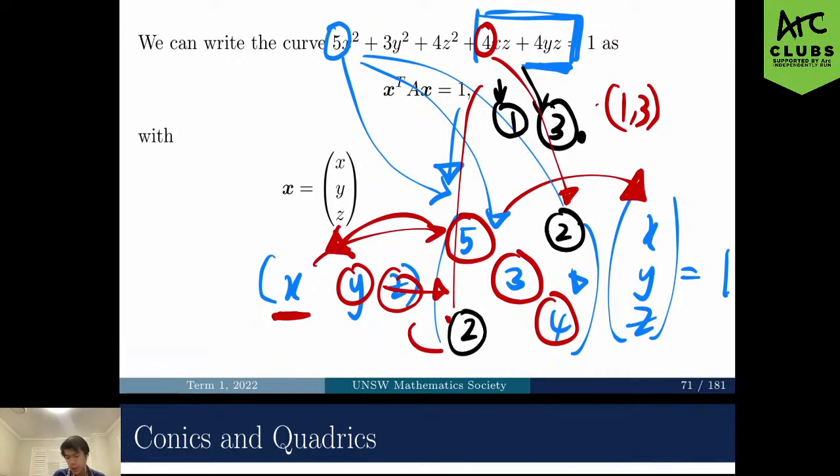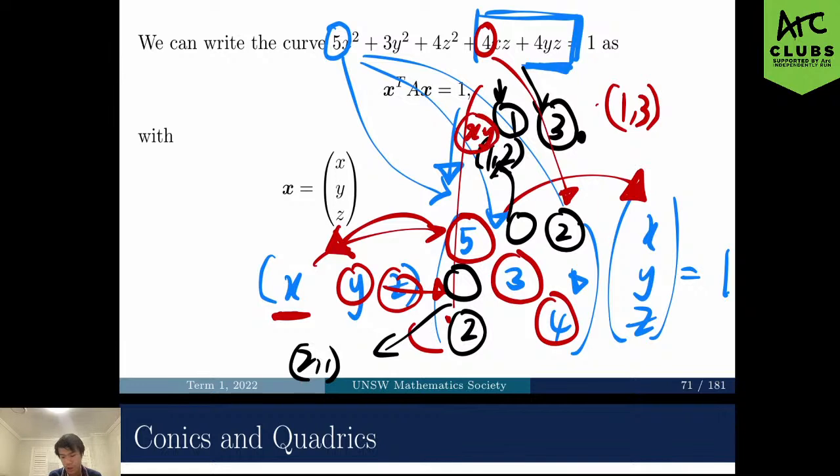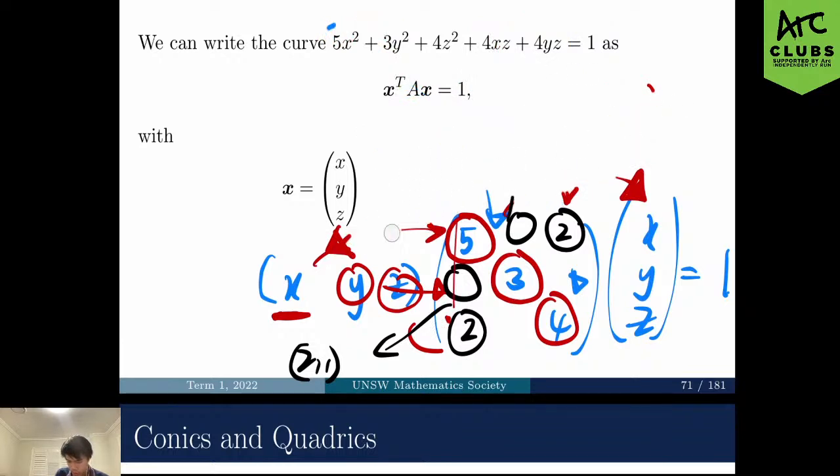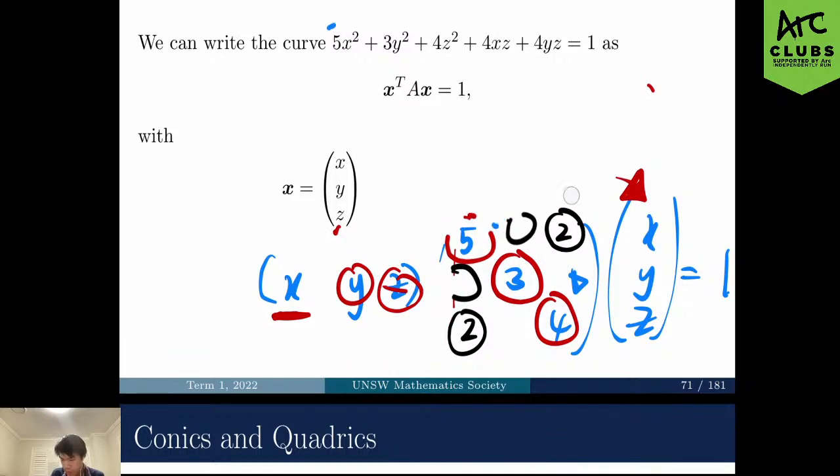What about these terms? This is the 2,1 term of the matrix. This is the 1,2 term of the matrix. So 1 and 2 is x and y. This term over here will correspond to the coefficient of xy. But because there's no xy over here, this will just be 0.